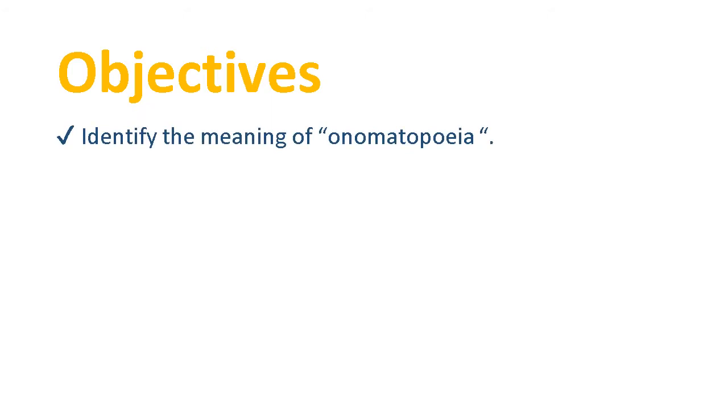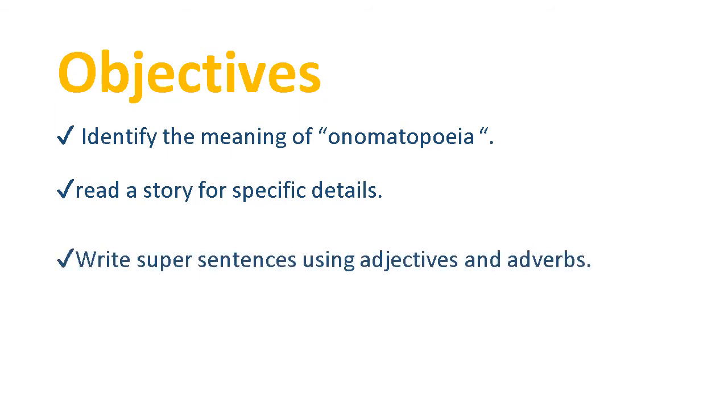identify the meaning of onomatopoeia, which means the sounds of things, imitation sounds. Number 2, we will read a story for specific information. And the last aim or the last objective of the lessons of today, how to write super sentences using adjectives and adverbs. Writing sentences with added adjectives and adverbs on the sentences that we want to write.